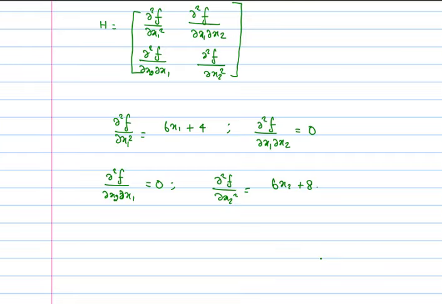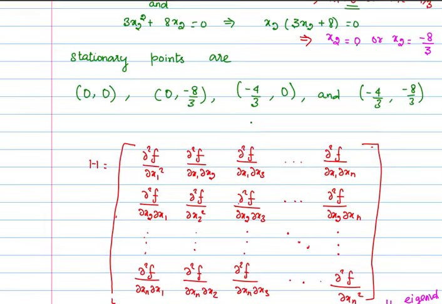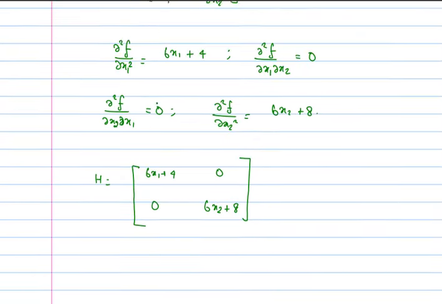So now my Hessian matrix becomes a diagonal matrix: 6x1 + 4, 0, 0, 6x2 + 8. Now I am going to check all the stationary points only, correct? So (0, 0), (0, -8/3), and the other points, I will check those.